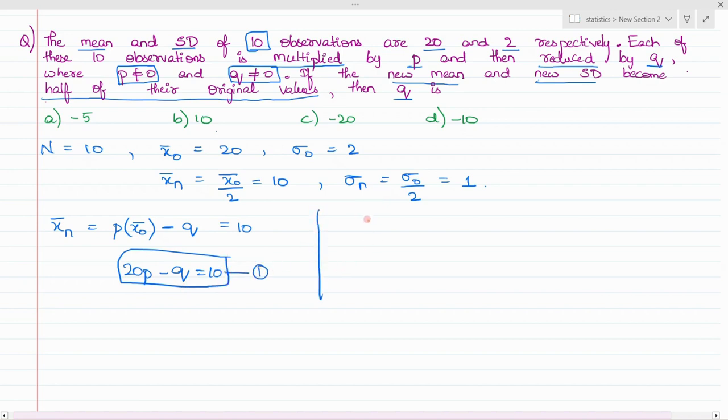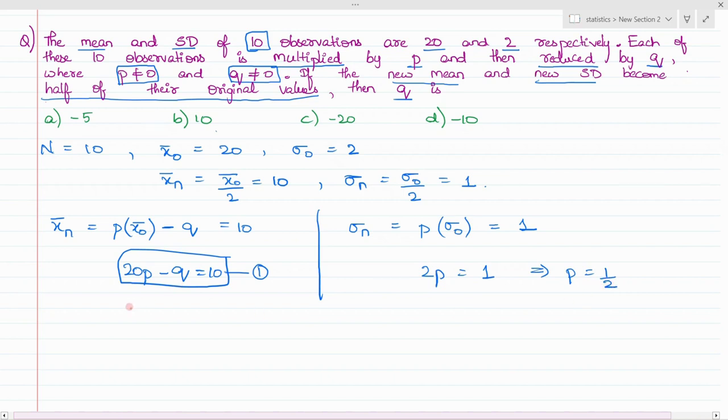Next, what about the standard deviation? So the new standard deviation will be, here the data is getting multiplied with a constant value p. So it becomes p times of original standard deviation. It is reduced next, but standard deviation remains as it is if you reduce or increase by a constant value. Now this is equated with 1. Original is 2. It becomes 2p is equal to 1. So when you simplify this, you will get p is equal to half.